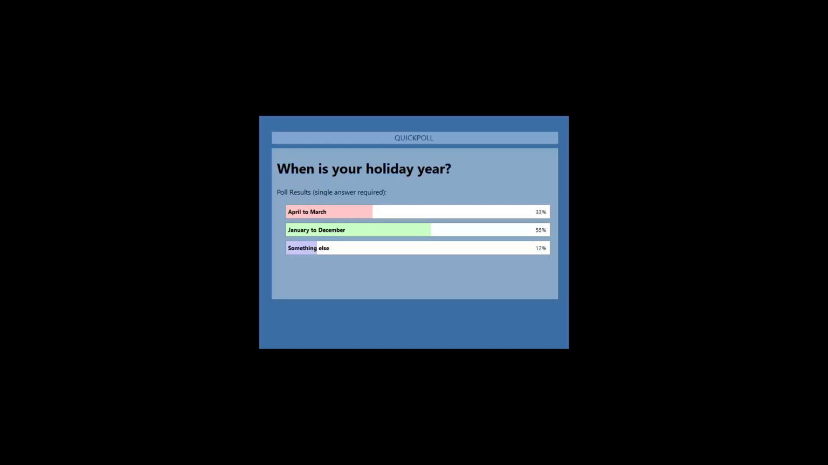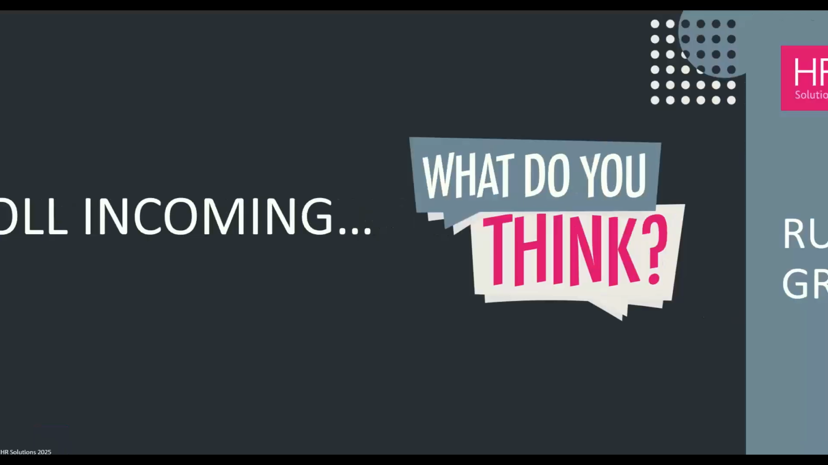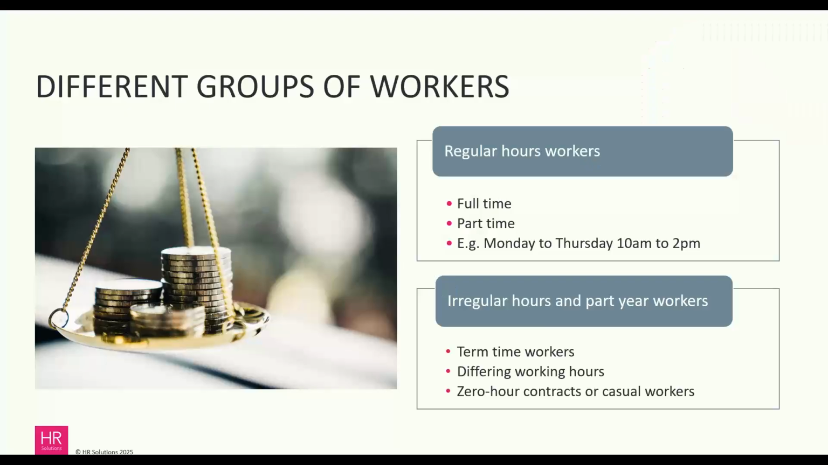Yeah, thank you. And so I'm going to now just clarify the rules for different groups of workers. Hopefully I'll make this as clear as possible because it gets a little bit confusing. But essentially, we've got two sets of rules. You've got a set of rules that apply to the workers who work full-time, or part-time with regular hours. So, for example here, Monday to Thursday, 10 till 2. The hours don't change, they're set.